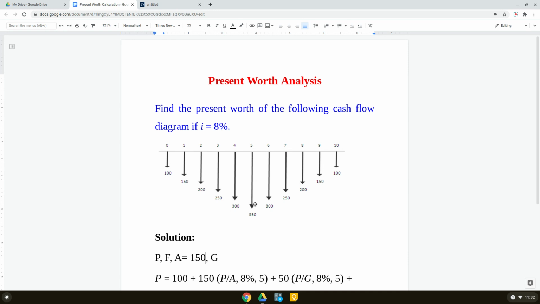We will solve this as a two-step problem. We will consider time periods 0 to 5, and try to bring all these cash flows back to their present value. Then we will find the present value of the cash flows from time period 6 to 10. First we can bring them back to time period 5.